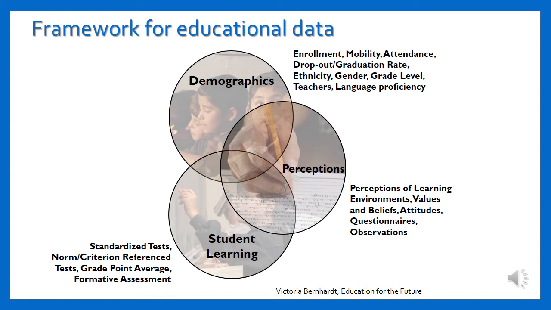Another type of data used in schools is about the perceptions of students and other stakeholders in the system. These types of data are often collected informally or through more formal avenues such as through surveys or focus groups.